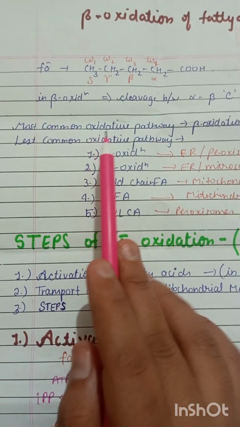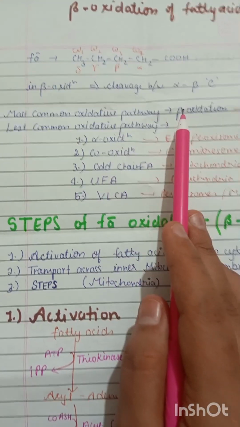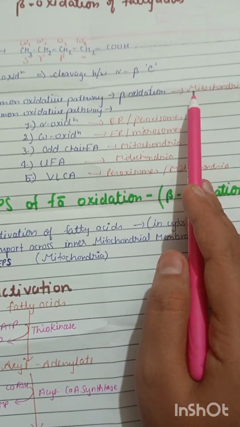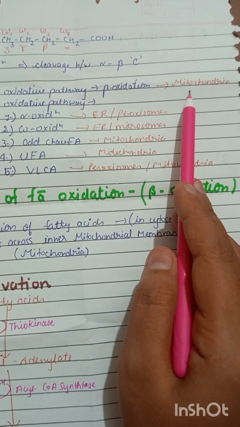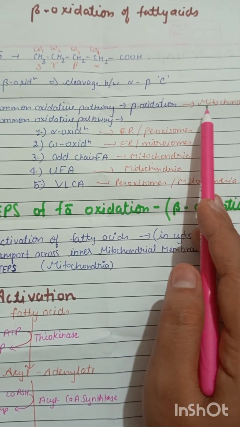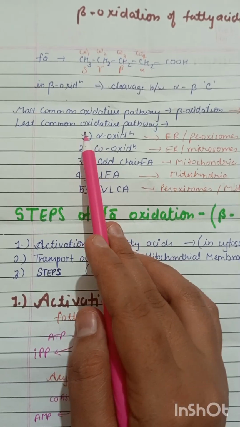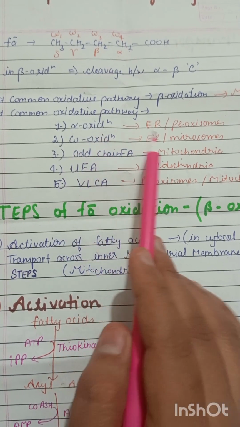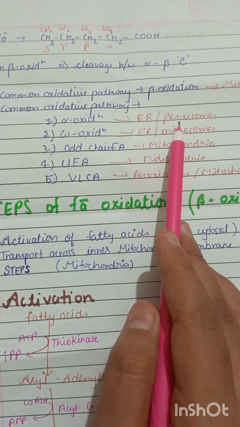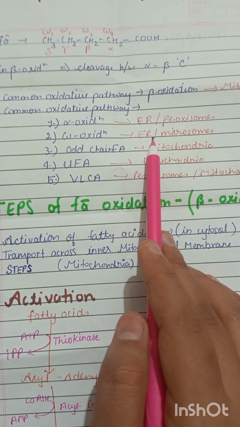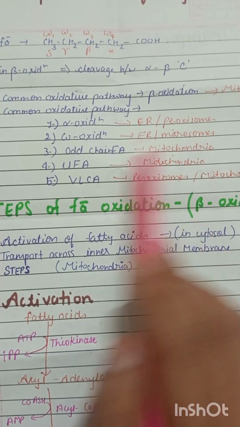The most common oxidative pathway of fatty acids is known as beta oxidation, and it occurs in the mitochondria of liver, adipose tissue, and many other organs. The least common oxidative pathways are alpha oxidation, seen in endoplasmic reticulum and peroxisomes, and omega oxidation, seen commonly in endoplasmic reticulum and microsomes.